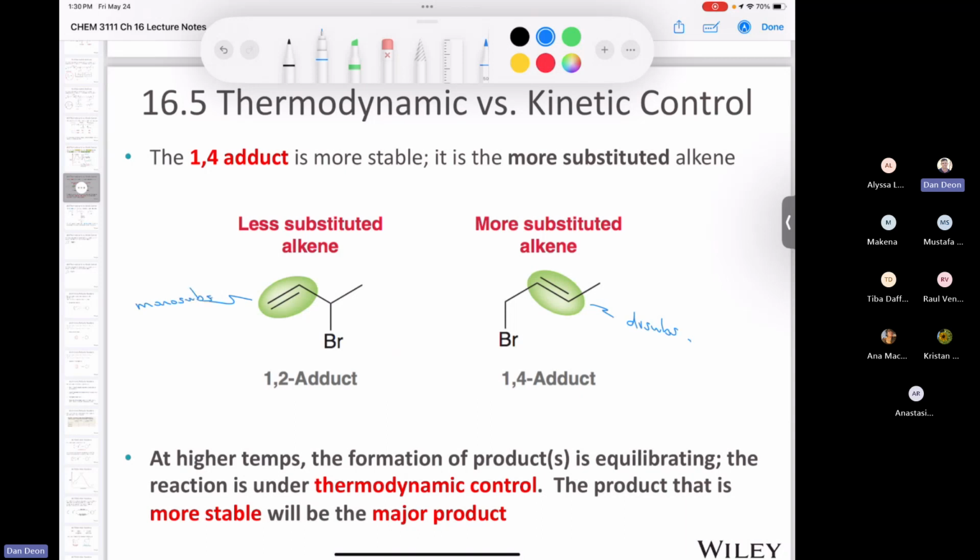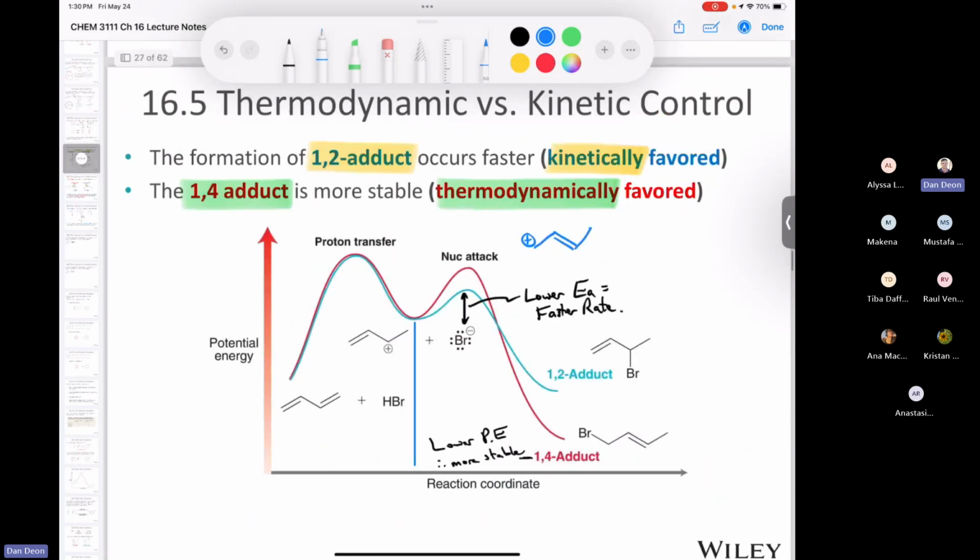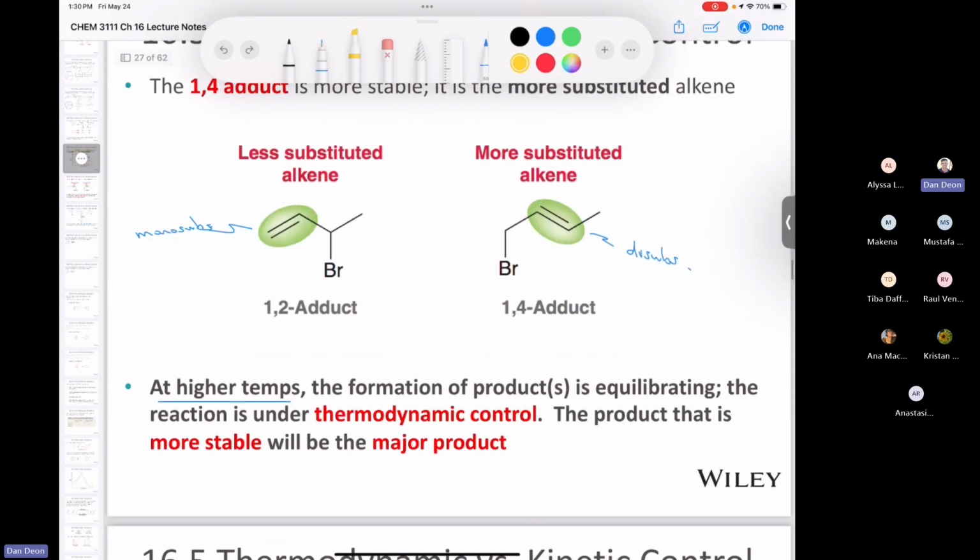So it says here that at higher temperatures, the formation of the products is equilibrating, right? And so the reaction is under what we call thermodynamic control, and the major product is going to be the more stable product. Again, if you do it at high temperature, you have enough energy to go over this and then to go back again and then to go up here. And then eventually everything is going to find its way down here to end up being more stable in the end, because this part is going to be reversible.